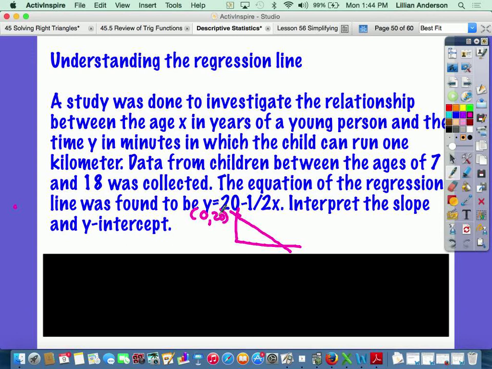But let's think about it. Can a 0-year-old, someone who just popped out, run? A 0-year-old can't even lift their legs. So you want to explain that. The y-intercept here, according to this situation, isn't relevant, okay? There's no way we can actually interpret that, because a 0-year-old is not going to take 20 minutes to run 1 kilometer. They can barely crawl. So you would actually state that it is irrelevant in this situation, okay?